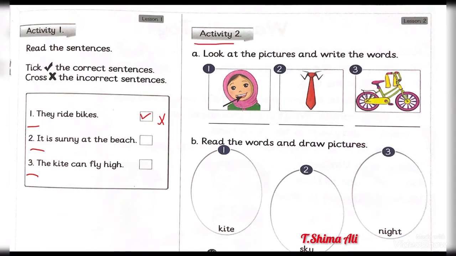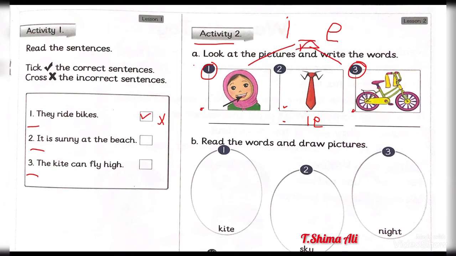Now go to activity two. Look at the pictures and write the words. Here we have one, two and three pictures, and you are going to write the correct words using the I sound. Number one, smile. Number two, tie. And number three, bike. So in number two, you are going to use this I sound, and in one and three, you are going to use this I.